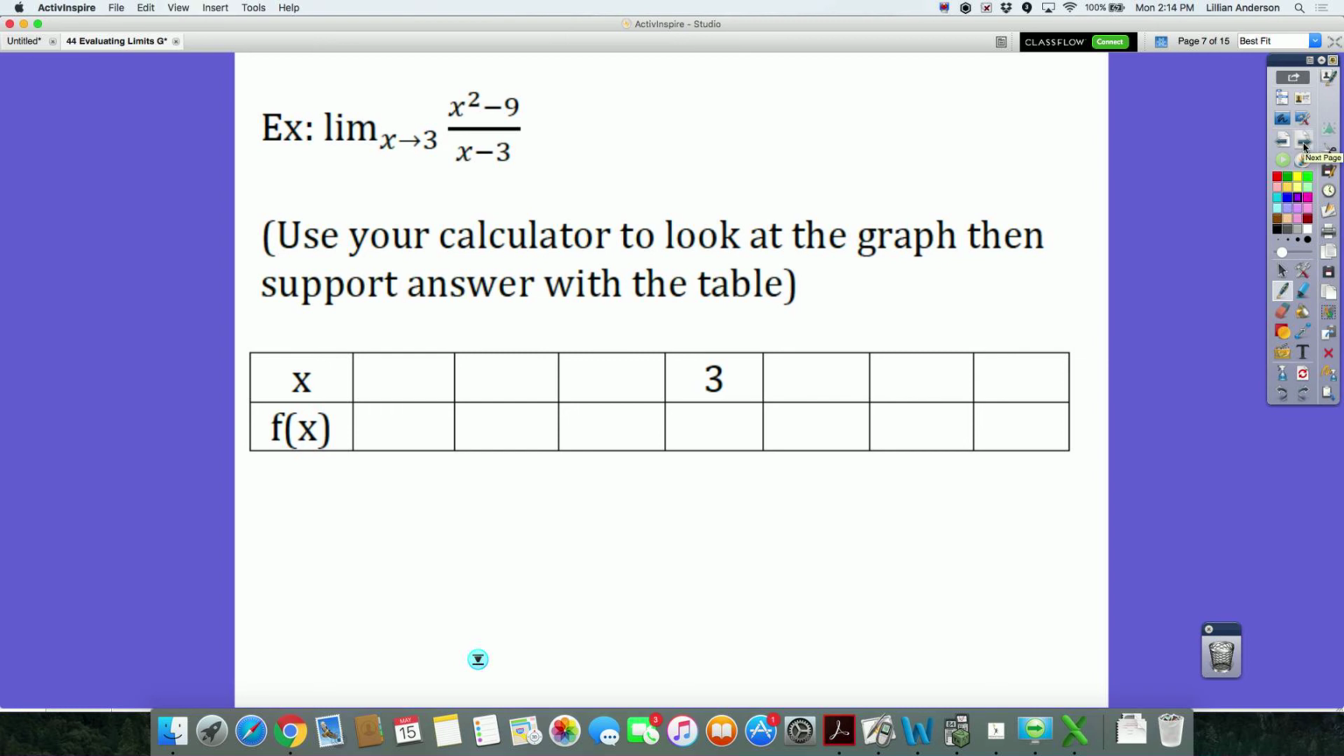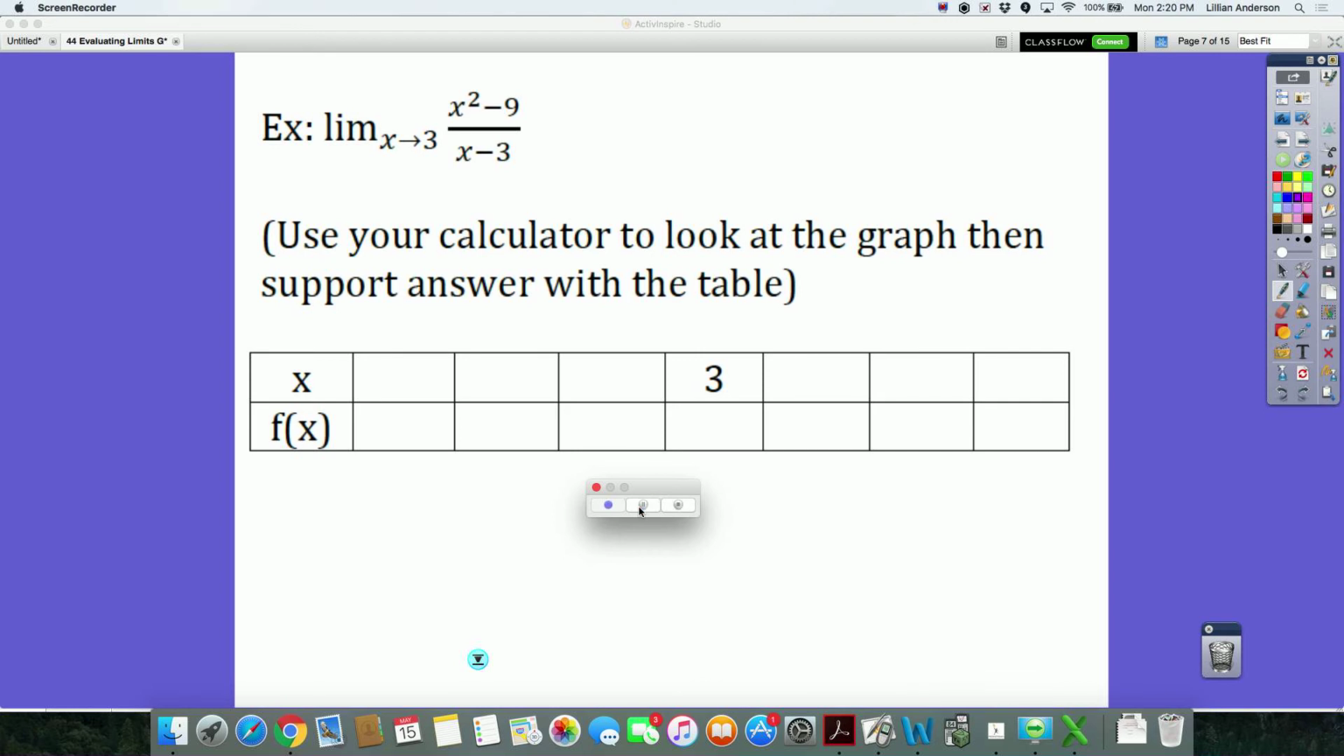So what I want you guys to do is use your calculator, look at the graph. If you can't quite figure out what the limit is as x approaches 3, then make your table of values. You guys have a blank table there. Hopefully you can figure out what values to plug in the closer you get to 3. All right? Figure it out. What's the limit? Don't shout it out.